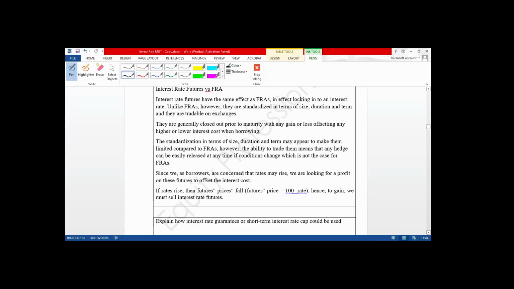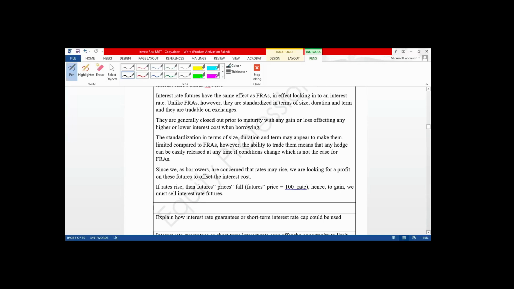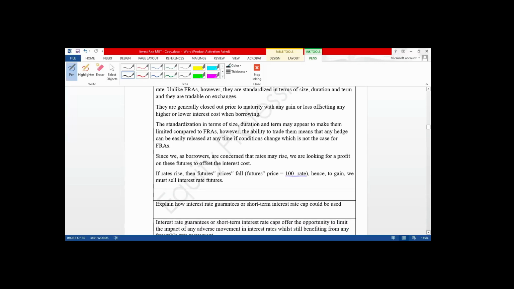Since the company is planning to borrow money, remember this: a borrower sells futures. If interest rate rises, the value of the future will fall. In this market, the borrower will sell futures. If interest rate rises, the value of the futures will fall.